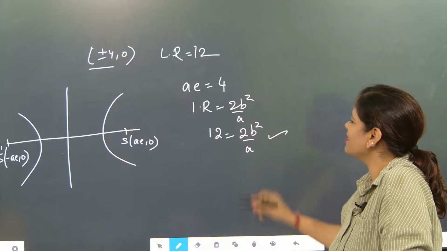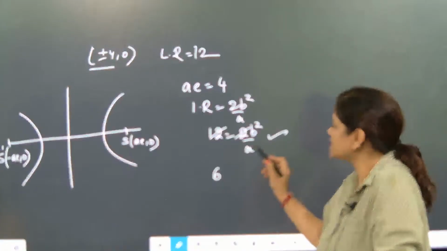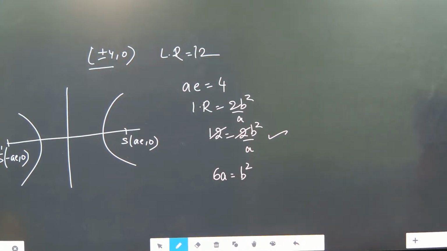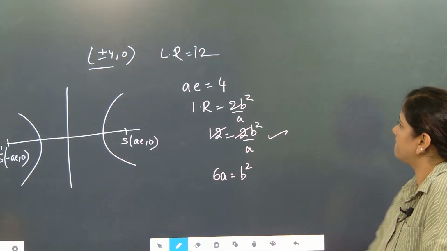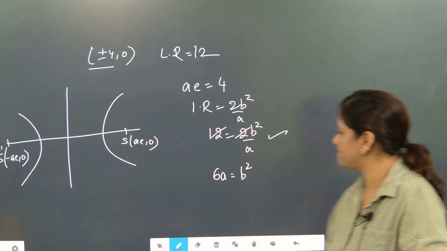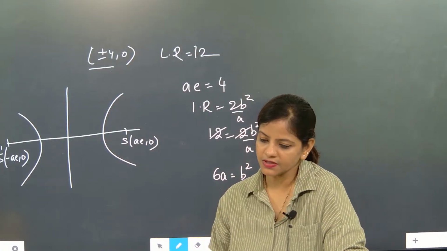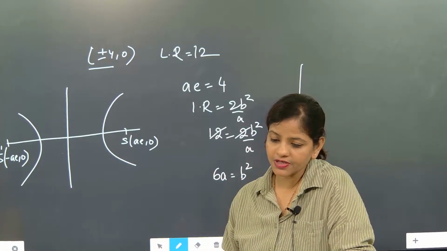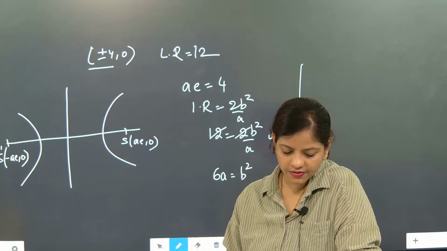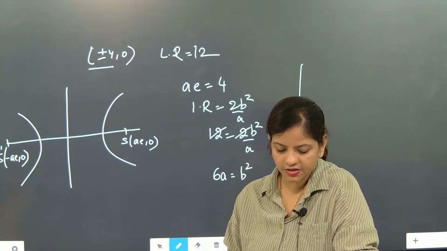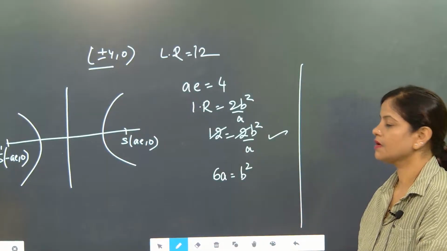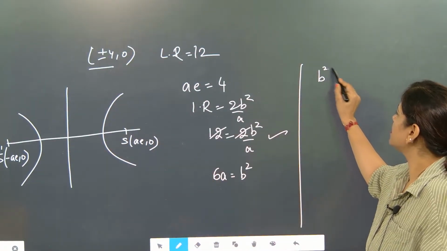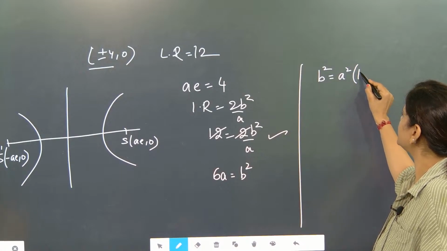2b square by a is coming. So this and this will get cancelled. It will become 6 is equal to b square by a, so 6a is equal to b square. Then how to proceed and solve this question? 6a is equal to b square is coming. Latus rectum is given, vertices point is given, foci is given. We know only one relation there. This part will be b square is equal to a square into e square minus 1.